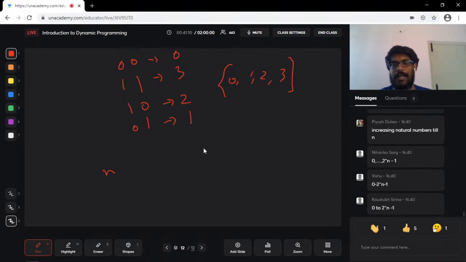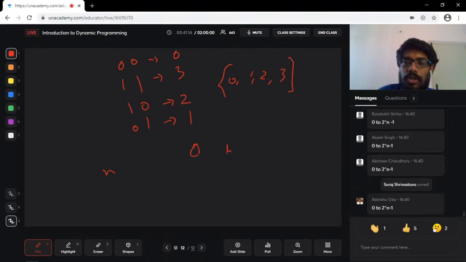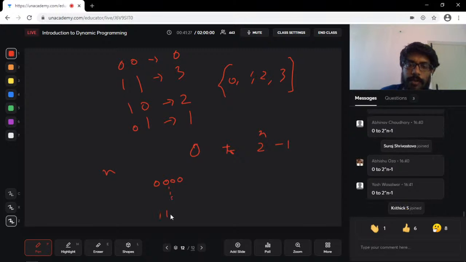Correct. Okay. So I think most of you are getting it pretty close. It's going to be 0 to 2 power n minus 1. Right? Because what are the binary strings? It's 0, 0, 0 to 1, 1, 1, 1 n times. What does this correspond to?